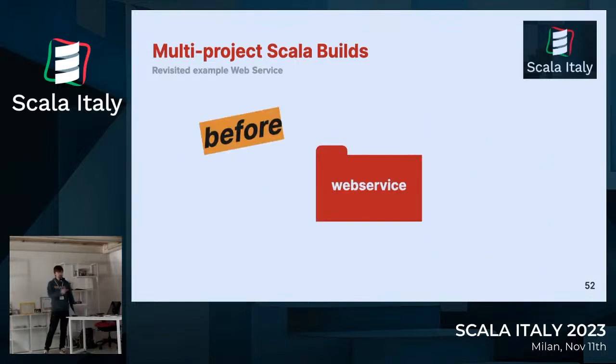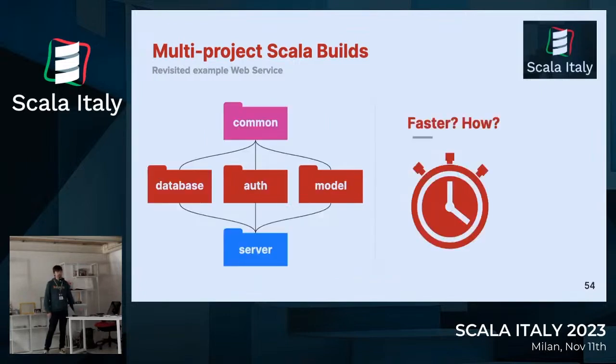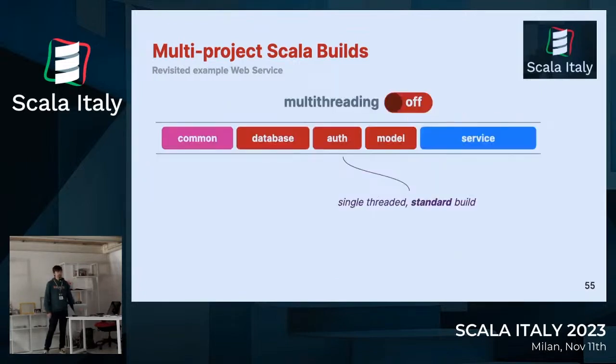So let's say I had that web service at the beginning. Now I'm going to split it up into the common, which is some utilities, and then the database module, the authorization module, the data models, they all depend on that, and then the server combines those things. And now we'll see why this is good for your build, because previously, remember this was all just in one module before, so it took this much time.